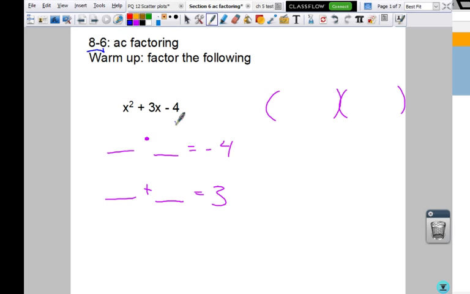Okay. So for our warm-up, we had to factor this, doing end-middle factoring, is what I called it. What times what is the number on the end, adds up to the number in the middle. What times what is -4, it adds up to 3.